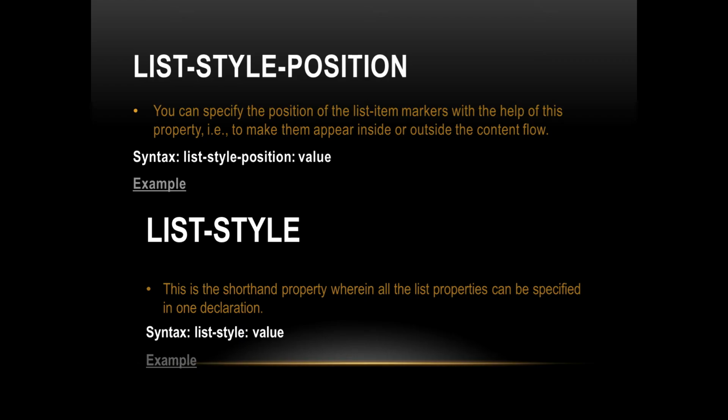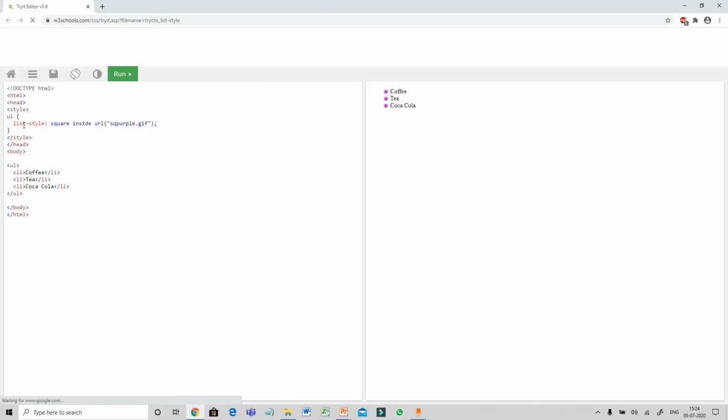The last is list-style. So list-style is a shorthand property wherein all the list properties can be specified in one declaration. So what we are doing in this is that we are mentioning position, image and type all together in a single property. So let's take an example for this. So here you can see the syntax for it, which is list-style, square is the type, inside is the position, and URL, that means we are using an image as bullet. So you can see the output this side. You can try this program at home.